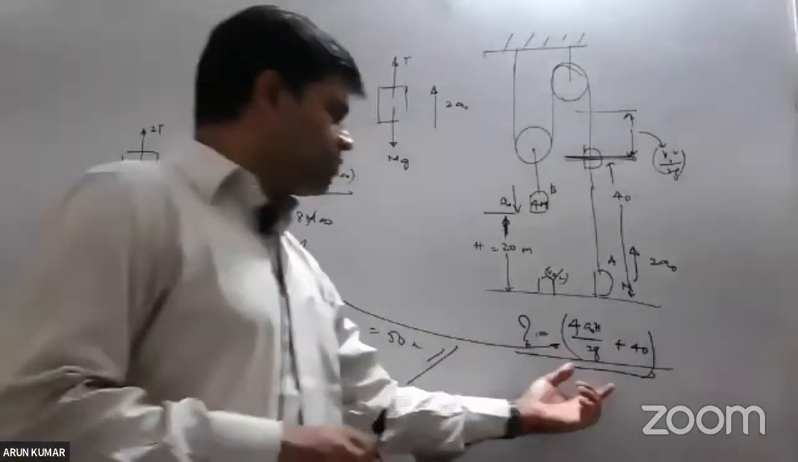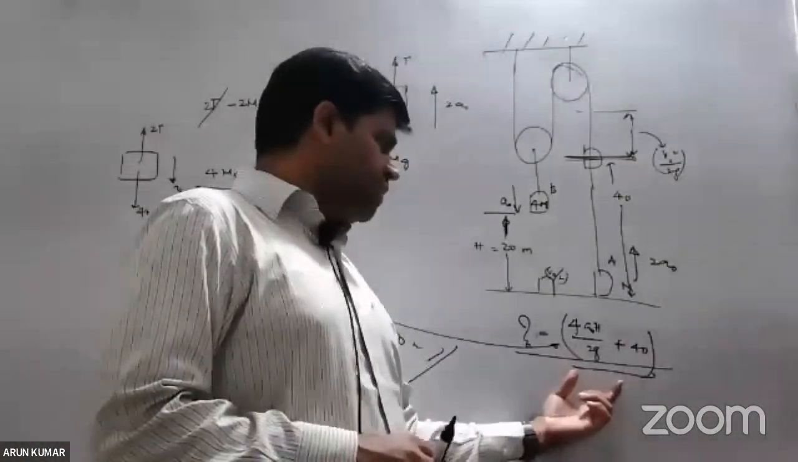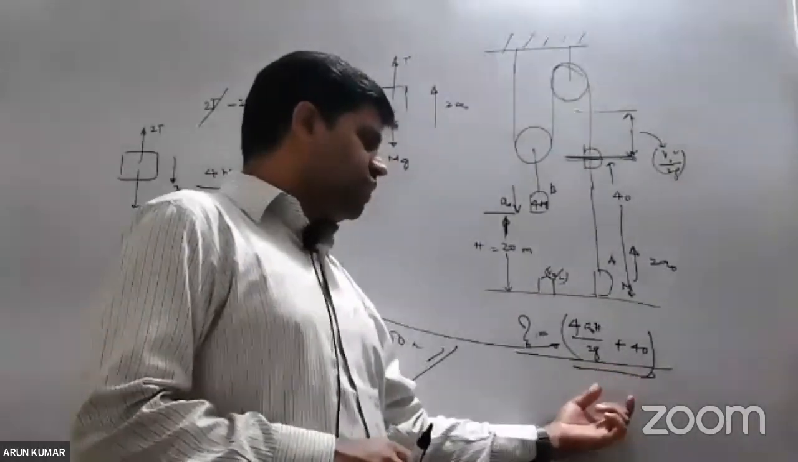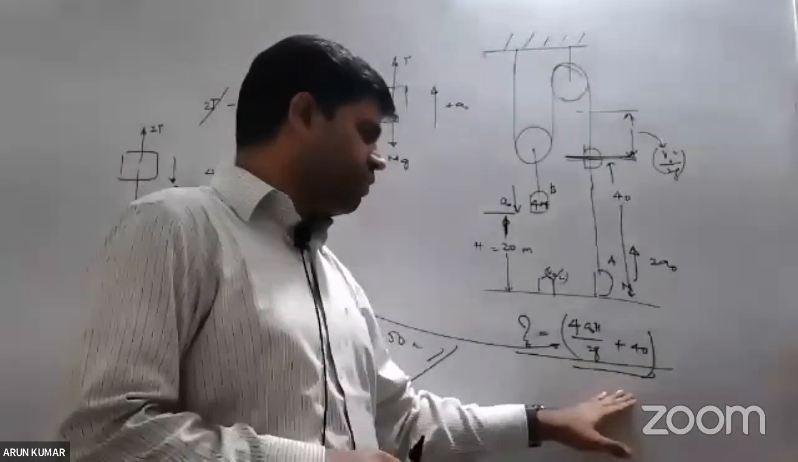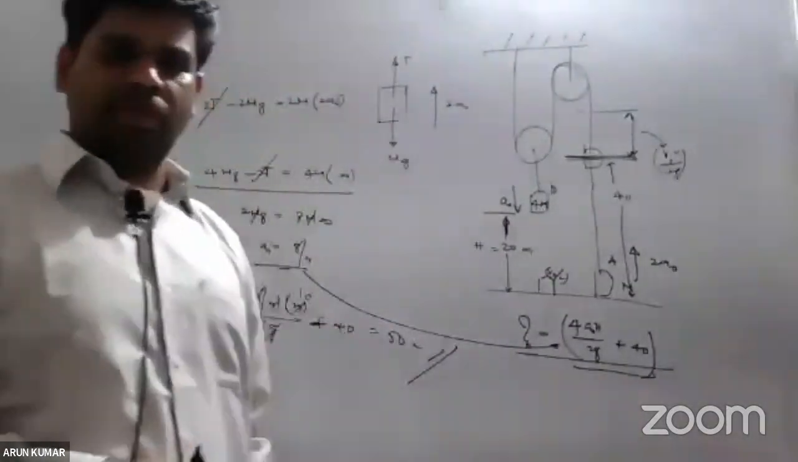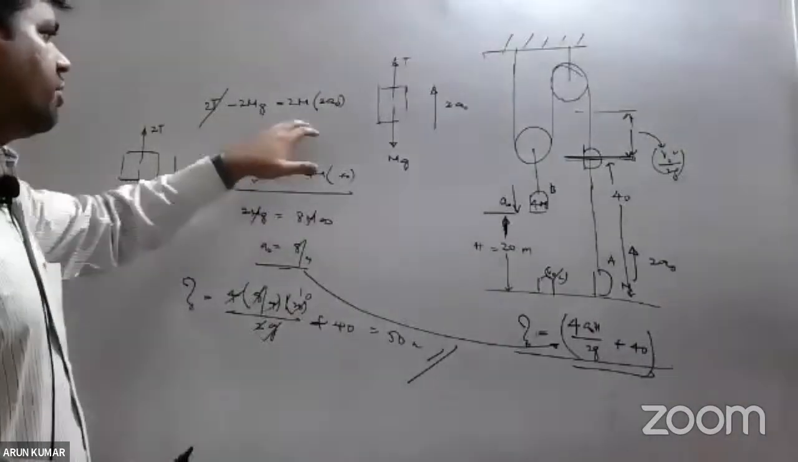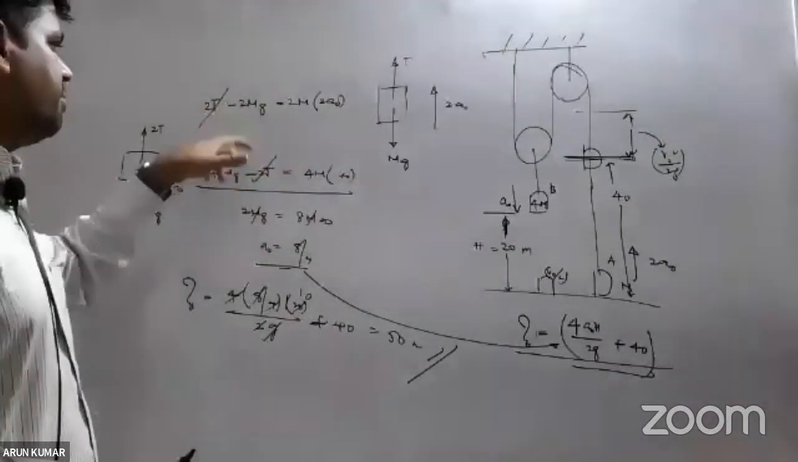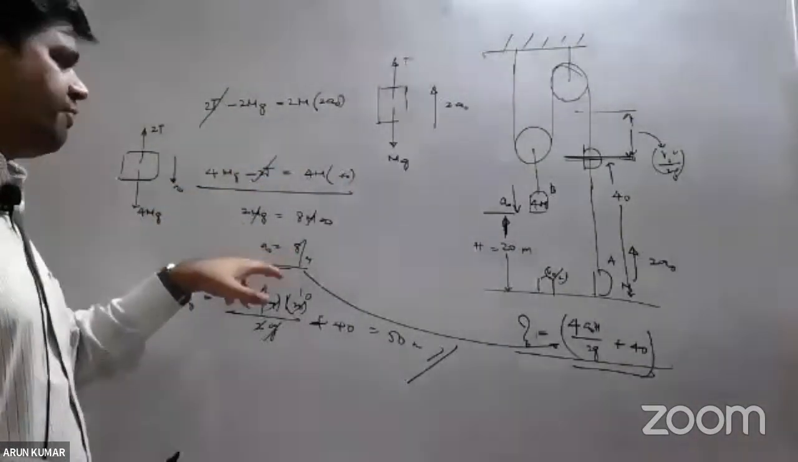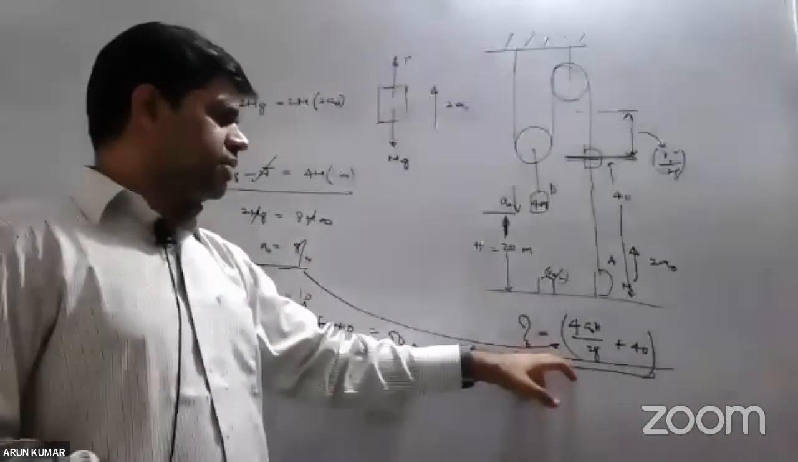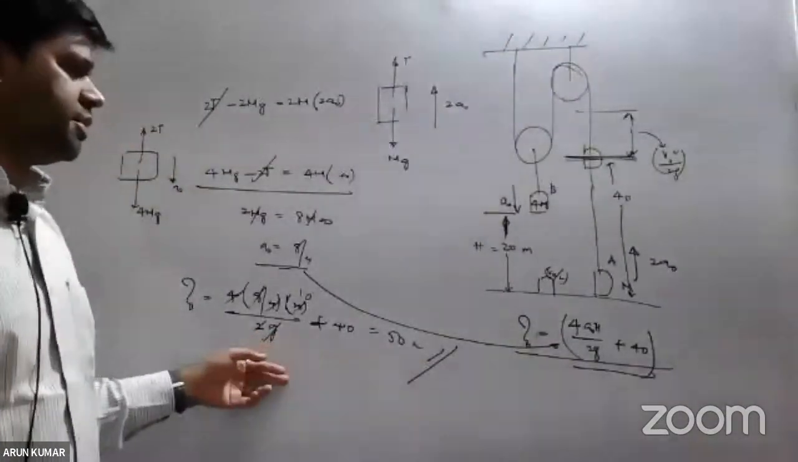Do you all understand how I got this answer? Maximum height 4ah by 2g plus 40. You all understood this? How I got this? From there, how I got acceleration? Do you all understand? I have drawn the FBD. F is equal to ma. Eliminated T. I got acceleration from here as g by 4. All I did was plug in this acceleration in this equation. I'll get the required answer.